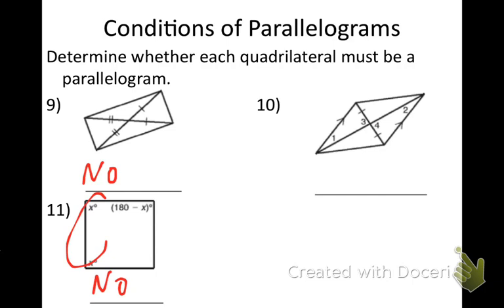Something to think about. What if x was moved to this angle? Then is it always a parallelogram? Yes, because then it has consecutive angles. Okay? Now let's look at number 10. As Max said, you got a 50-50 shot. Max, what was your 50-50 shot?